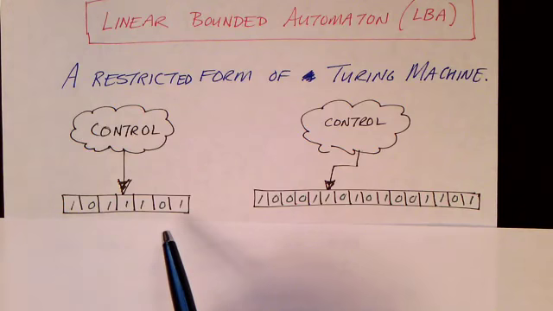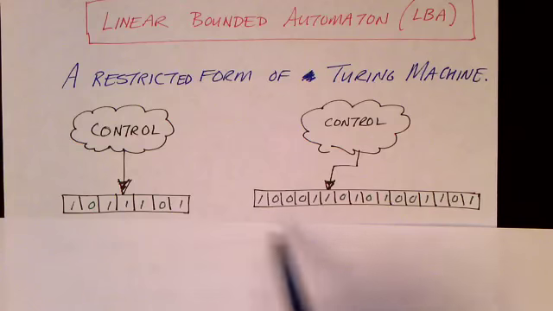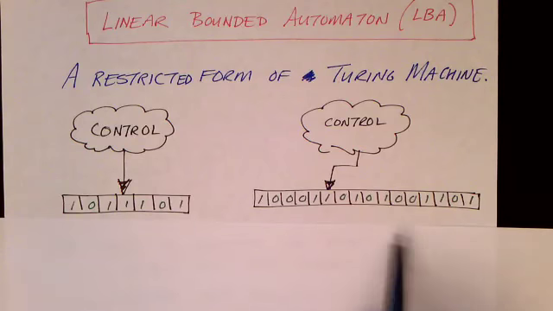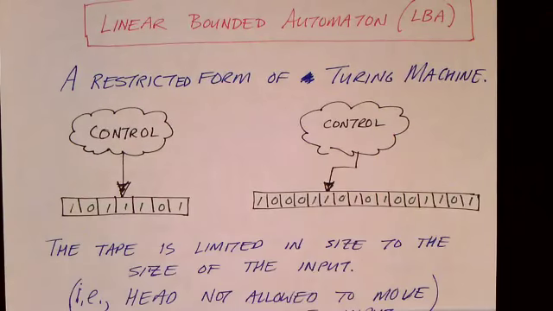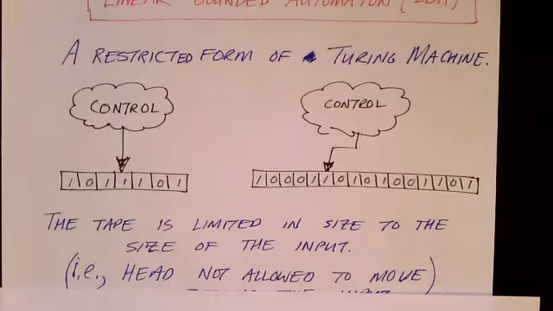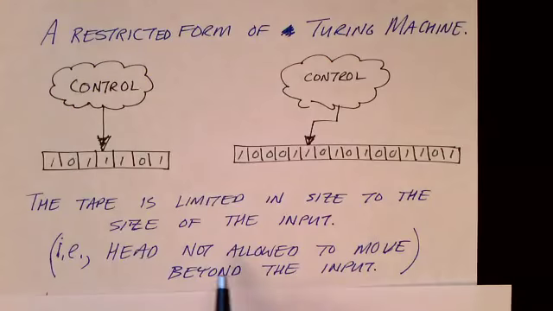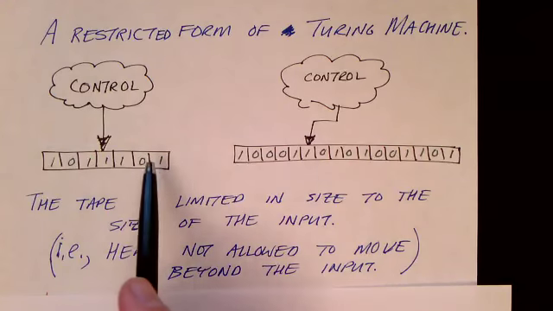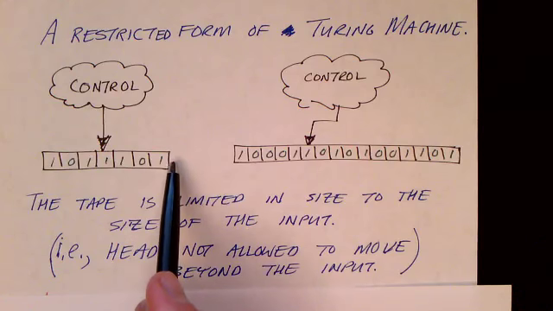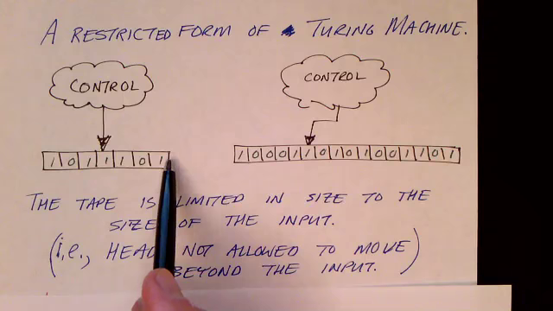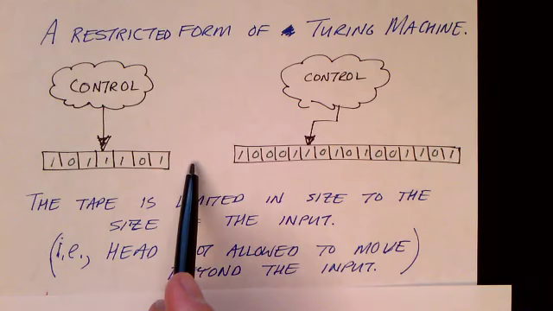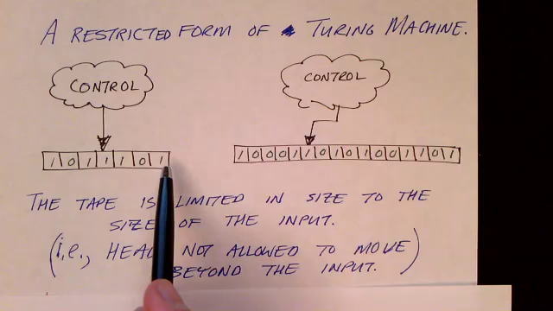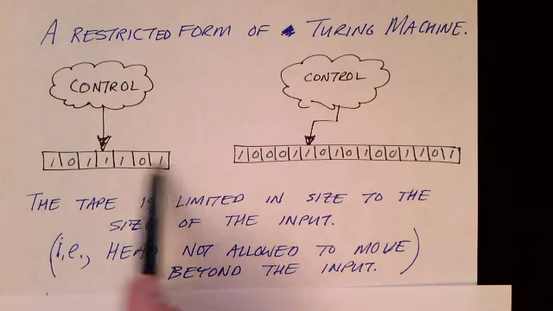So it's essentially a Turing machine with one small constraint on the tape. And that constraint is that the tape is limited to the size of the input. The tape head is not allowed to move off the end of the tape. With a Turing machine, the tape is unlimited in one direction. It's an infinite tape filled with blanks off to the right. But with a linear bounded automaton, the tape ends at the end of the input, and you can never move off the end of that.